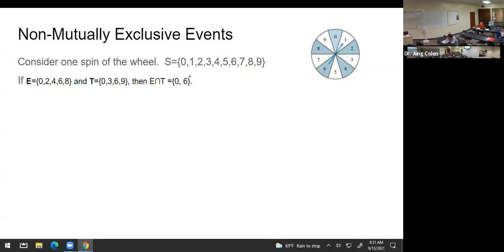So you have this spin of the wheel where the sample space is 0, 1, 2, 3, 4, 5, 6, 7, 8, 9. Event E is even numbers: 0, 2, 4, 6, 8. Event T is triple, that's why T is multiples of 3, so 0, 3, 6, 9. Then we can already see that the intersection is 0 and 6. Then my question is, find the probability of each of these events and also consider the probability of E union T. Find all of that.